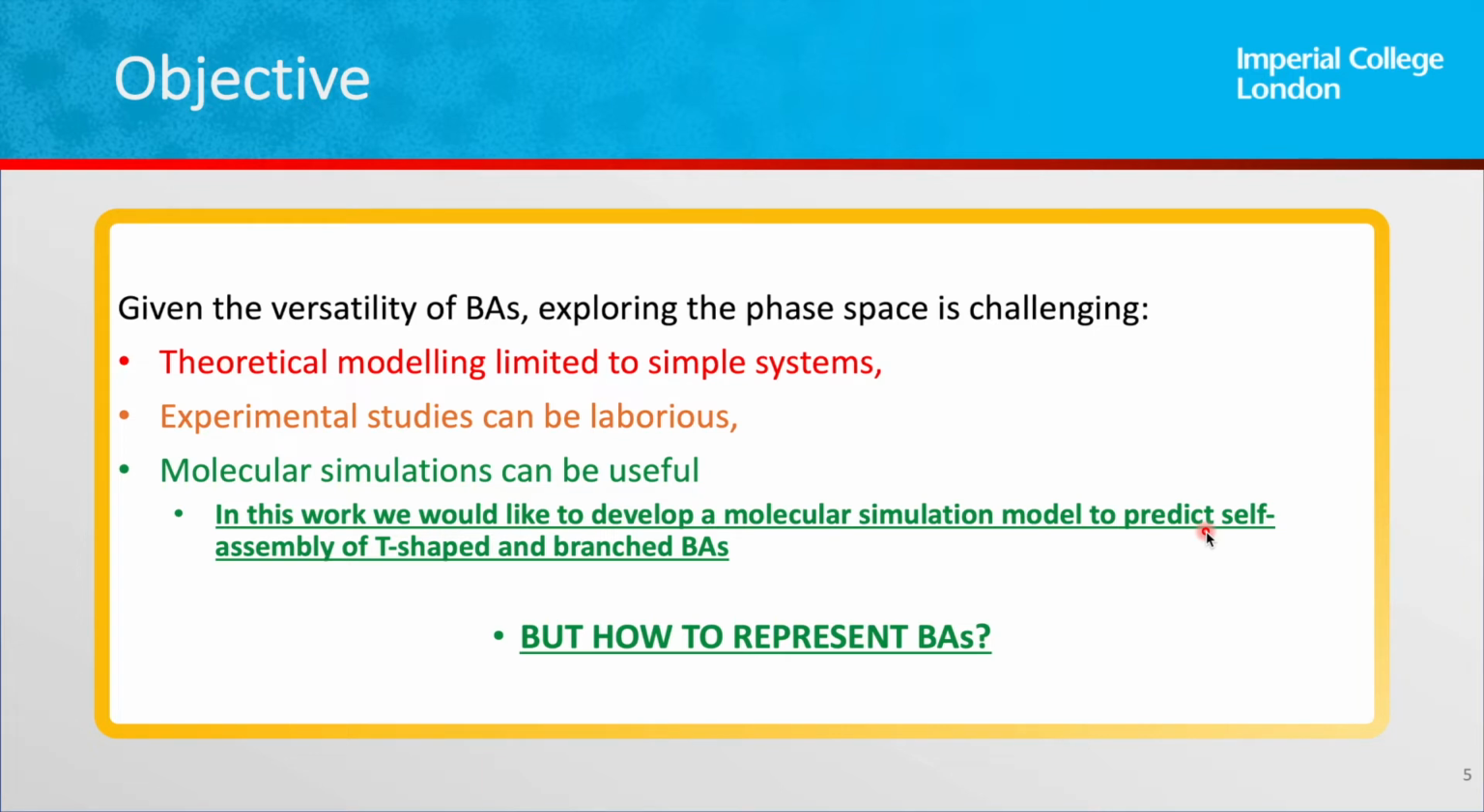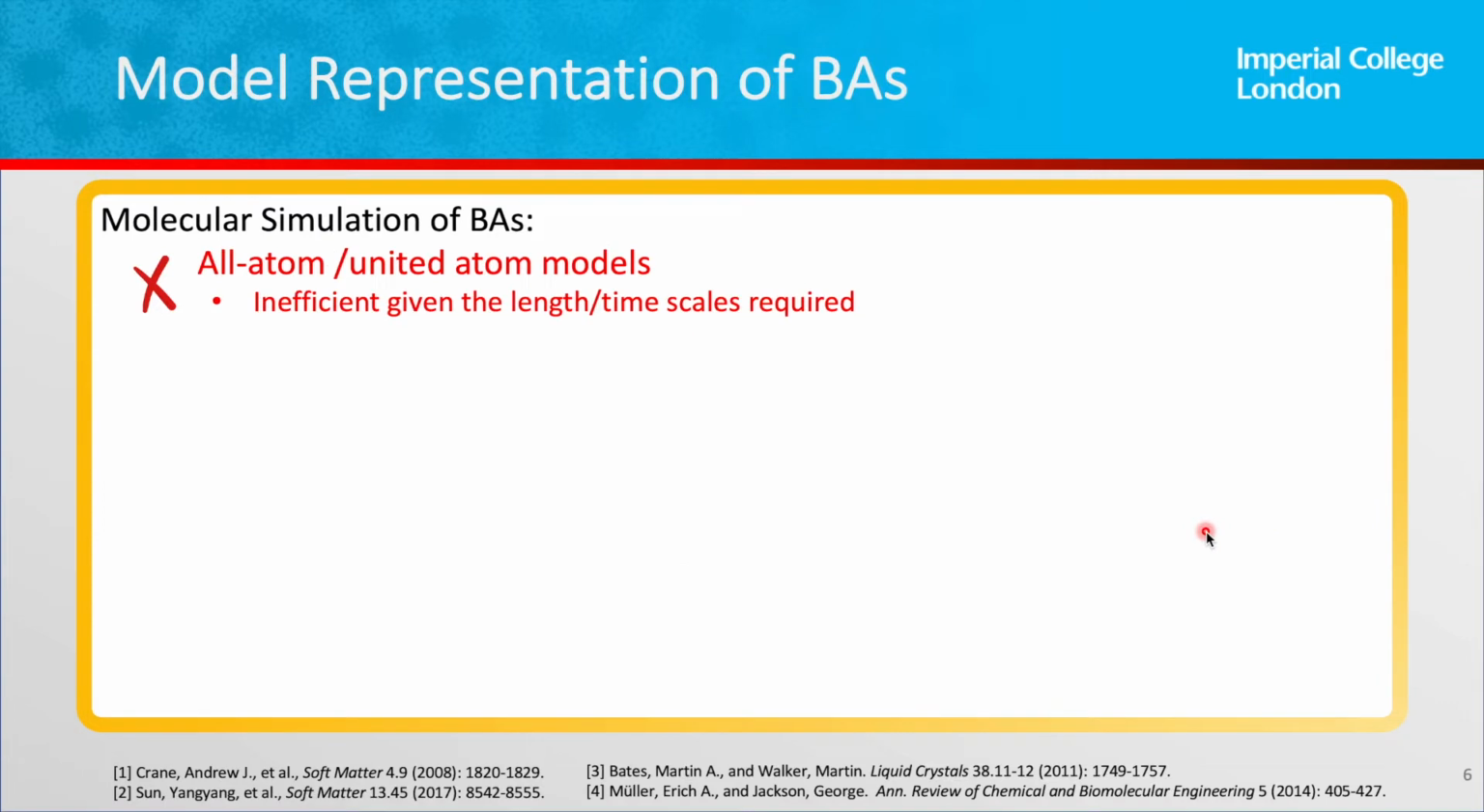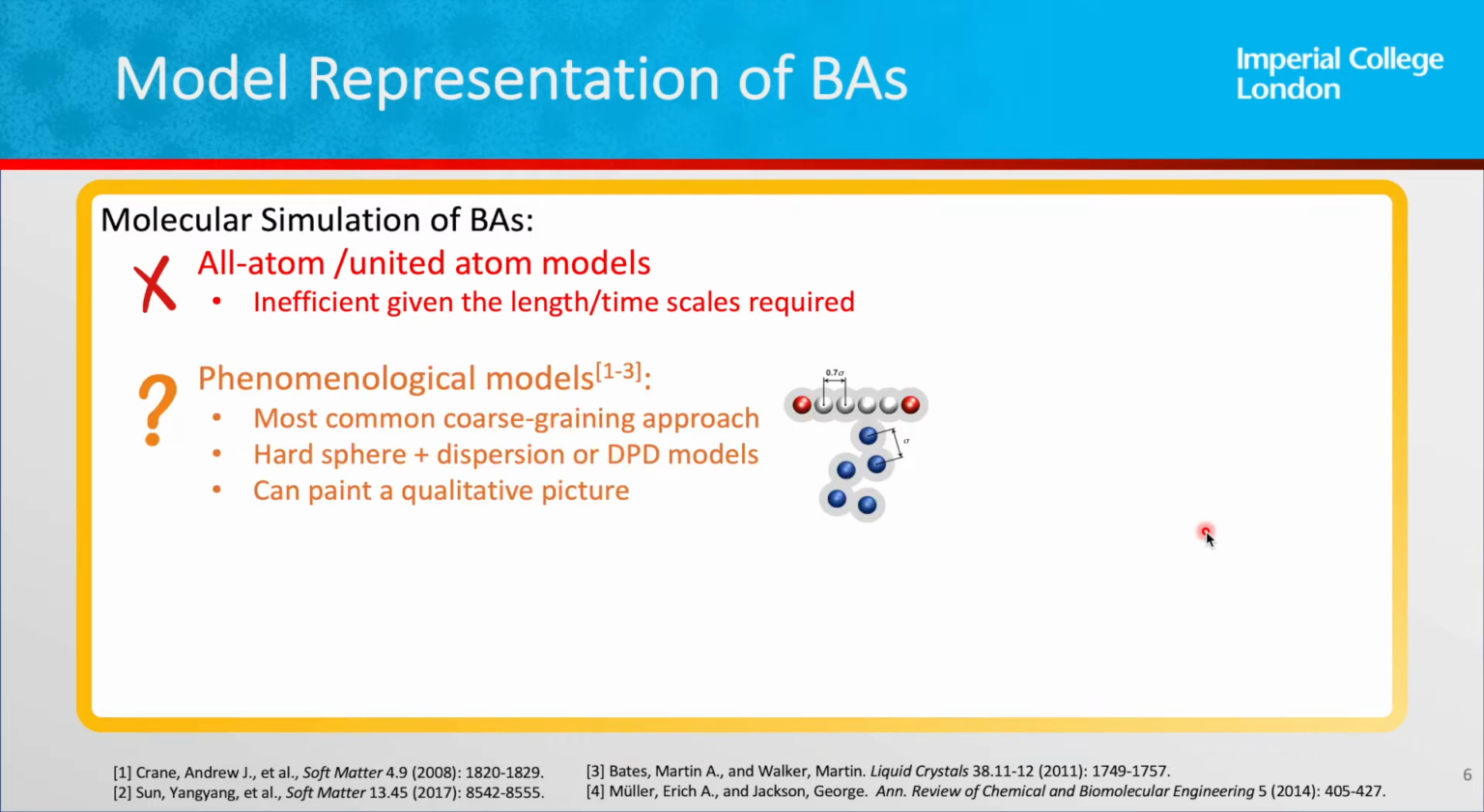But in order to do this, one has to ask, how can we best represent these bolaamphiphiles? You can always start with all-atom or united-atom models, but these molecules tend to be very large, each composed of more than 100 atoms, and you want, say, 800 of these molecules. So you need very large systems and you need to run them for very long to get good equilibration to be able to observe any phase behavior. This is why atomistic models have not been popular in simulating these molecules.